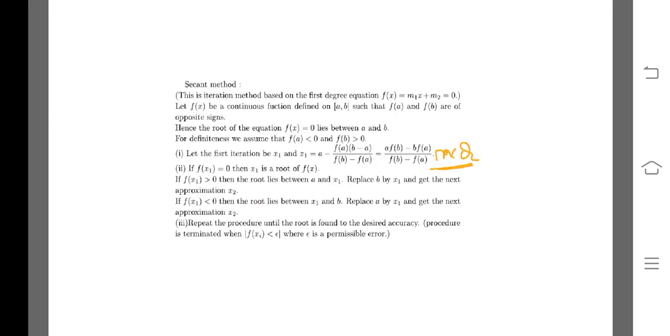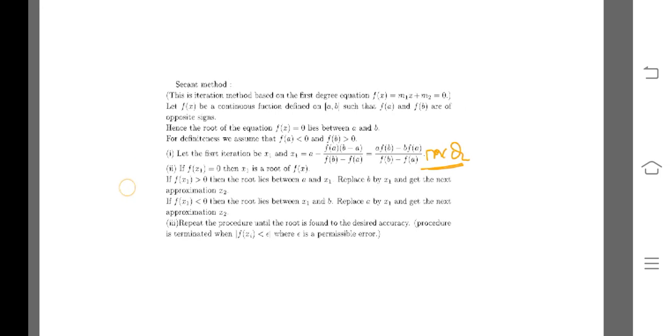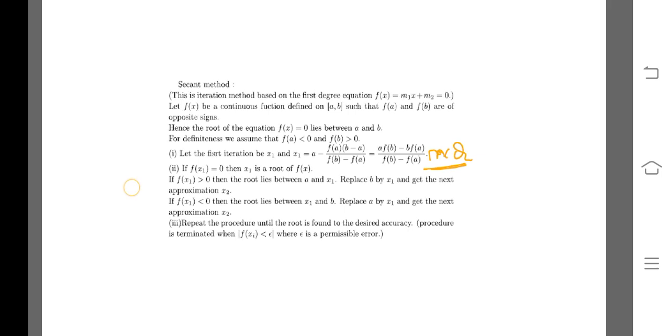Let us first talk about the secant method. So f(x) is a continuous function defined on the interval a to b such that f(a) and f(b) are of opposite signs. In this case, the root of f(x) = 0 lies between a and b.